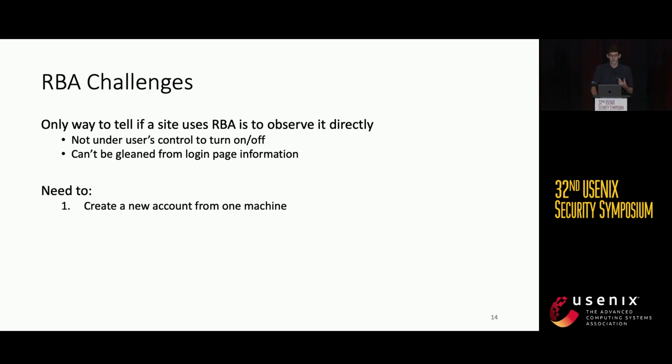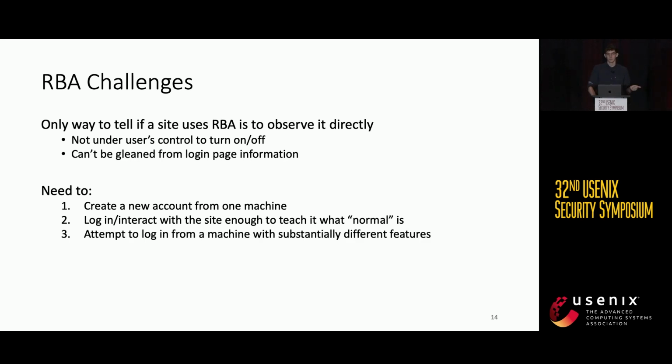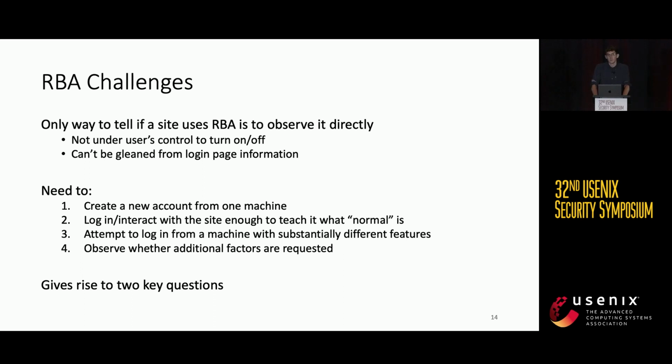So we actually need to create a new account from one machine, teach the site what is normal for that user by regularly logging into it and interacting with the site from that machine, then attempt to log in from a machine with a substantially different set of features than what's normal, and observe whether or not there's some response by requesting additional authentication factors. And so this gives rise to 2 key questions.